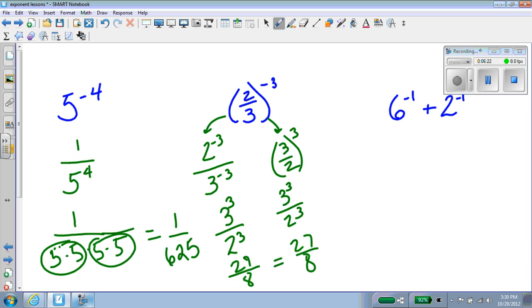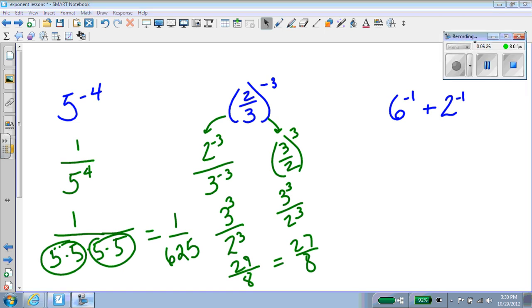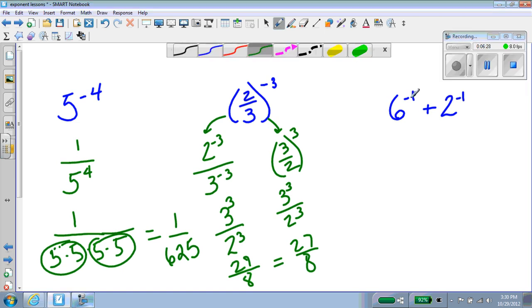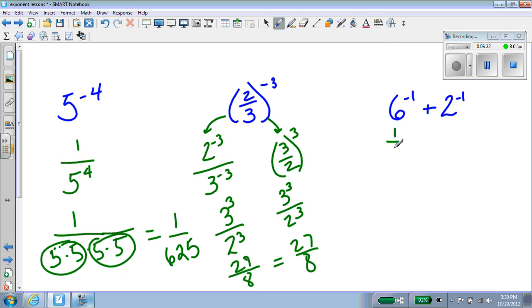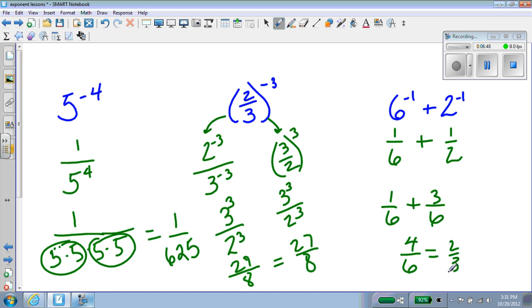This is a very weird problem. 6, let me move this out a little bit. 6 to the negative first plus 2 to the negative first. Well, 6 to the negative first is 1 over 6. And 2 to the negative first is 1 over 2. I'm adding. Oh, so now I have to have a common denominator. 1/6 plus 3/6. So 4/6. This is 2/3.